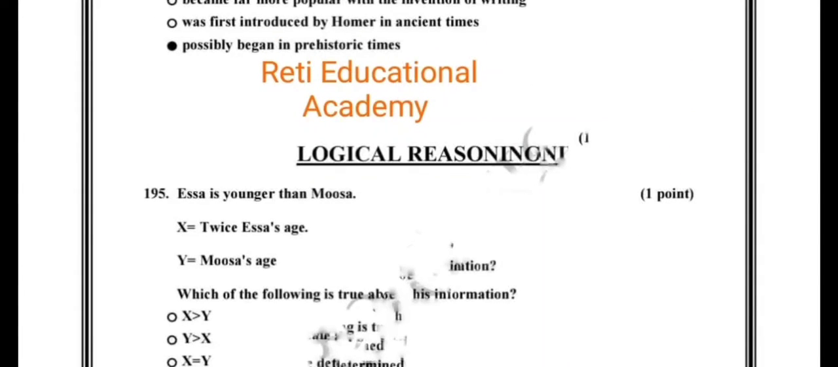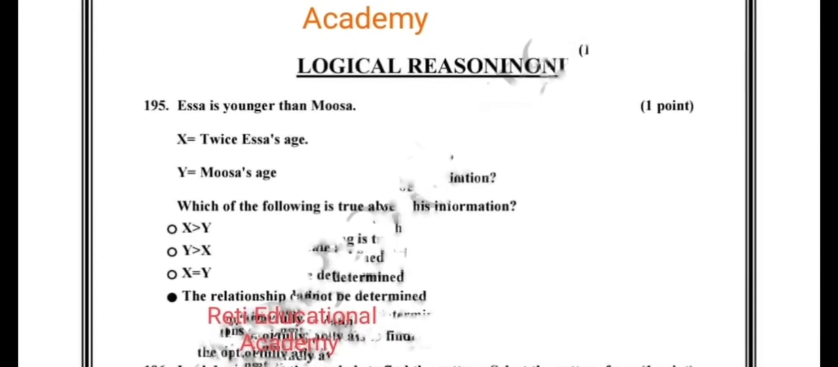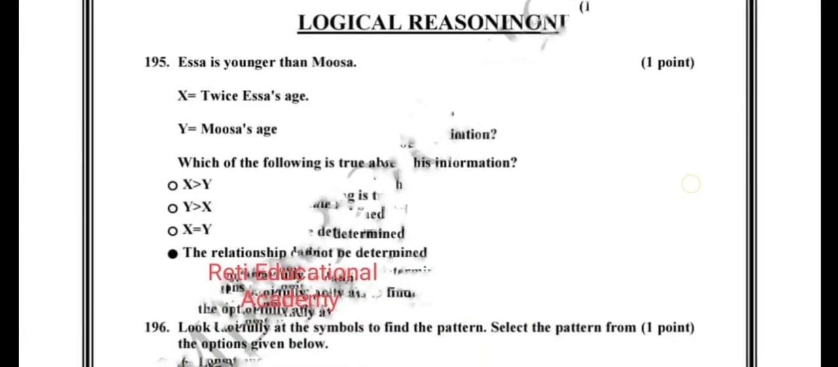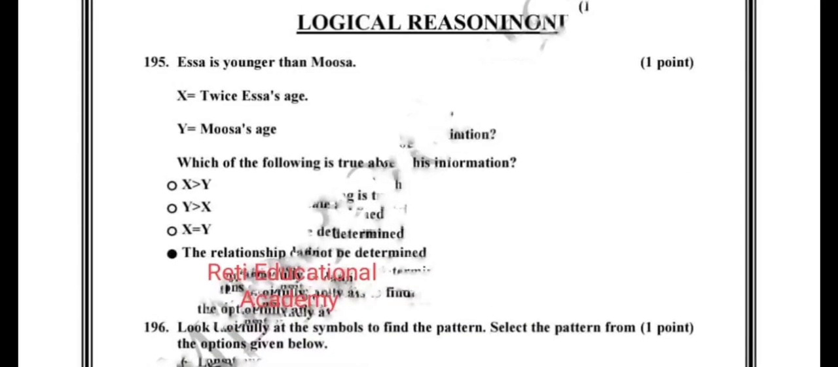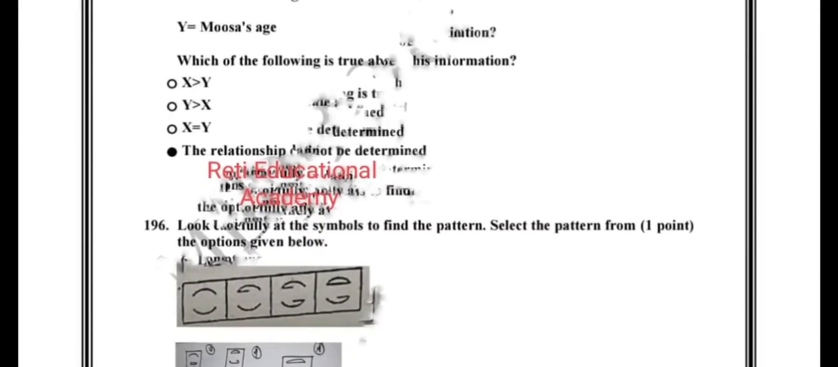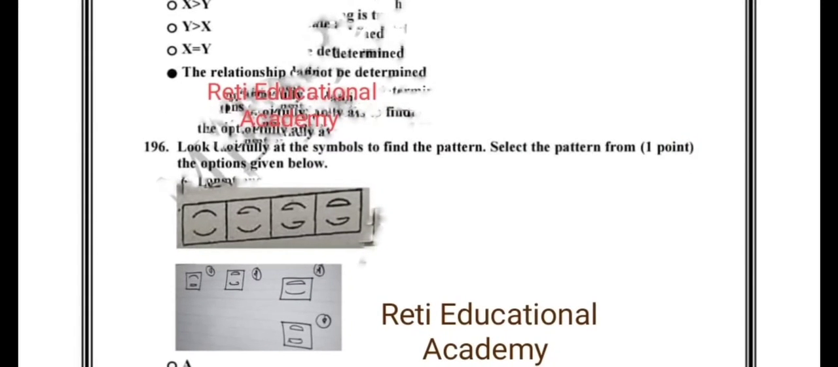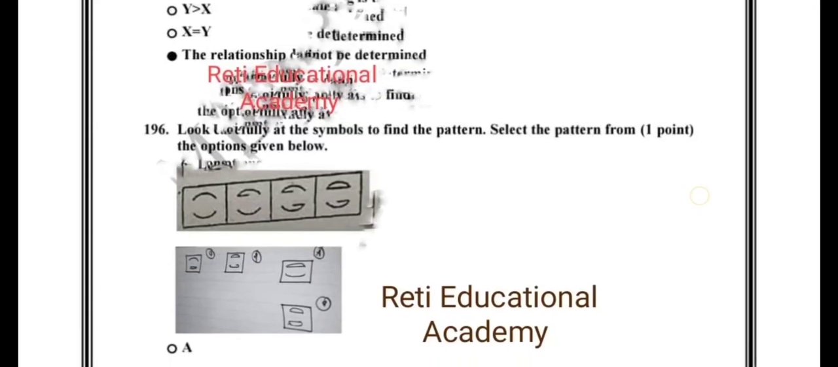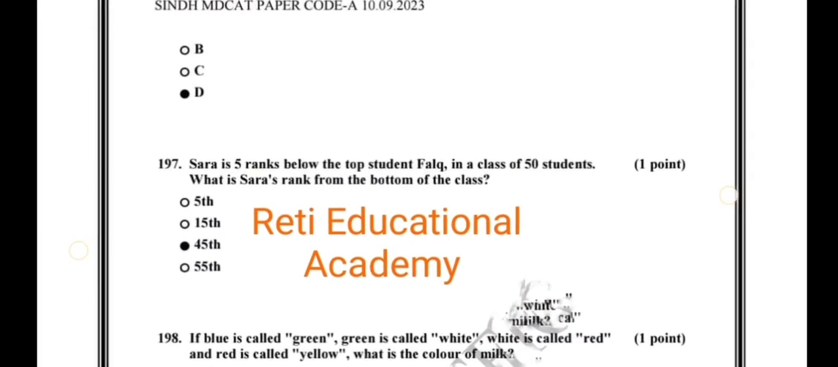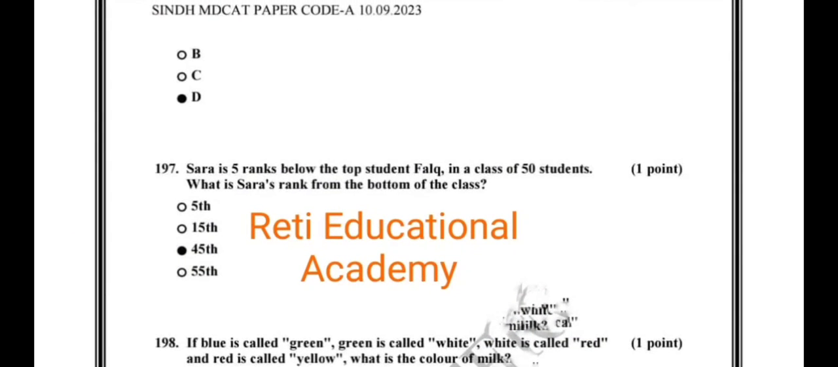Now comes logical reasoning. Question number 195. Isa is younger than Musa. Which of the following is true about this information? The relationship cannot be determined. Question number 196. Look at the samples to find the pattern. Select the pattern from the options given below. D option is correct, but the picture is not given.